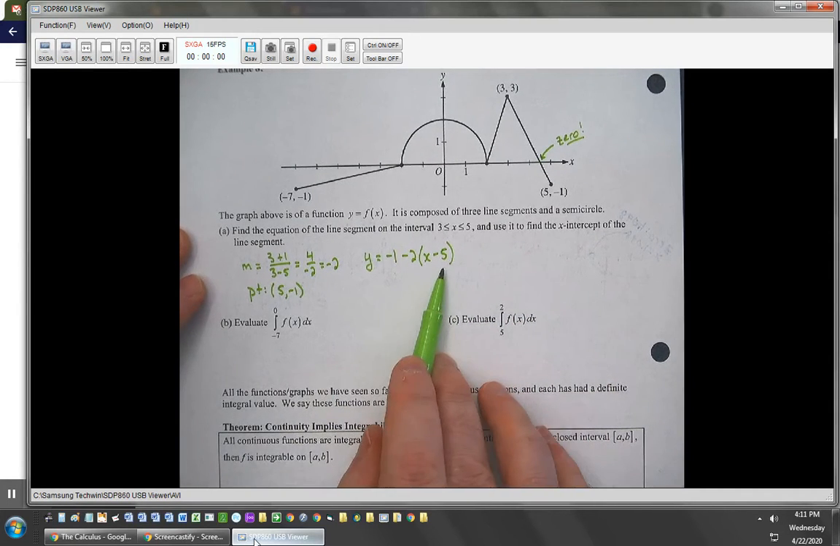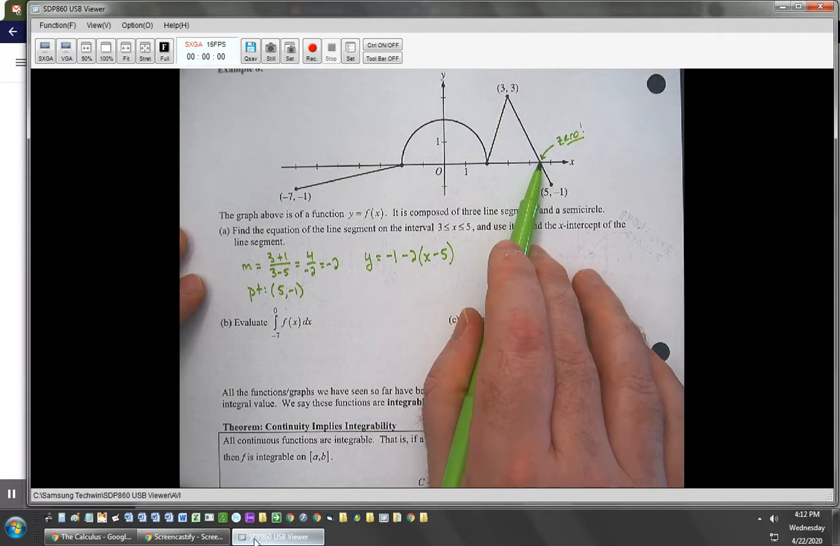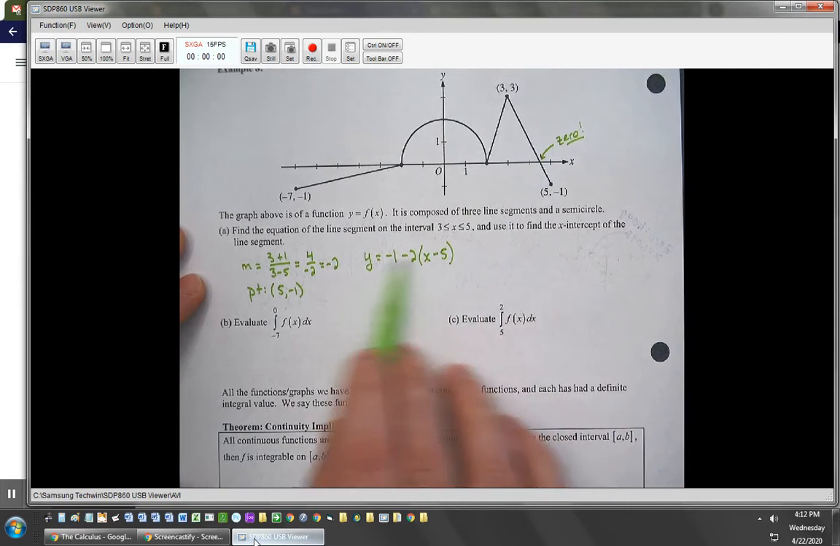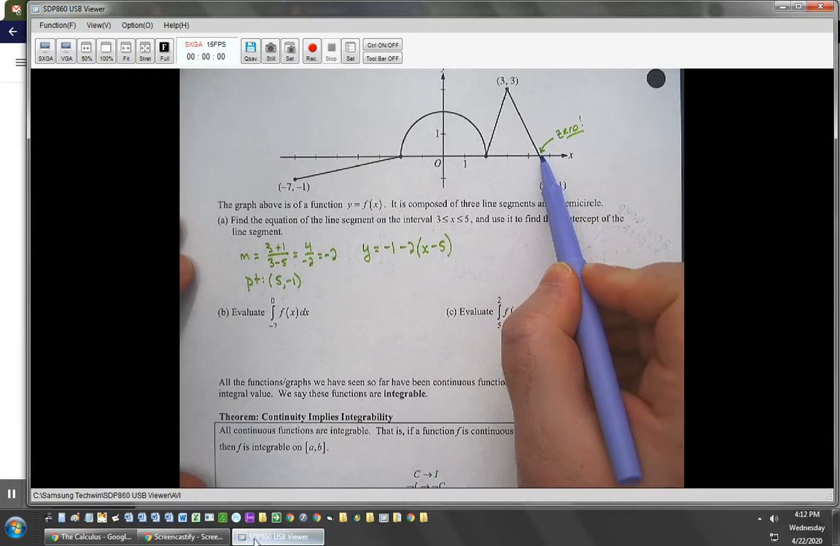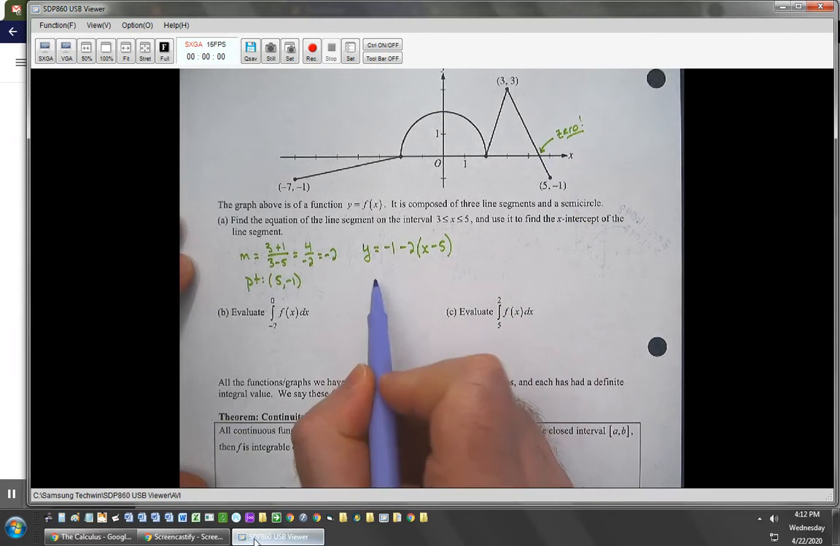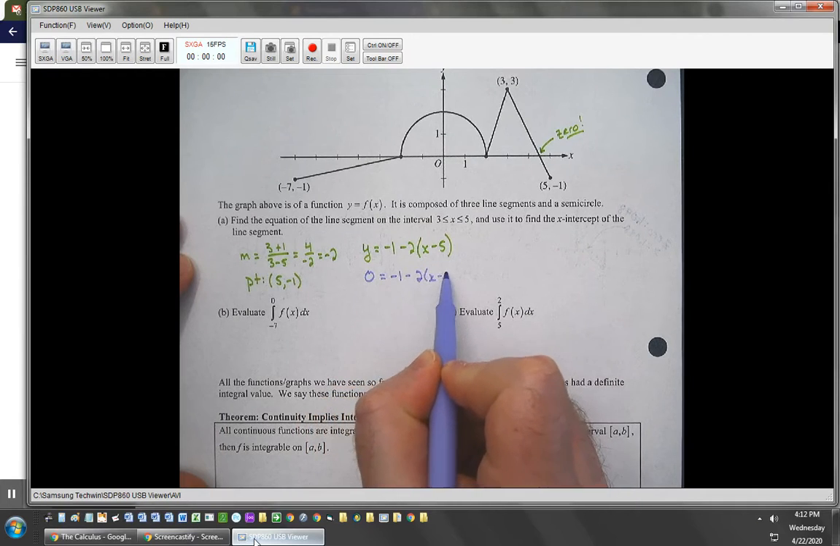Okay, so this is the equation for my curve, and I want to use that to figure out this 0 value. So in other words, what should I do with this equation if I want to find the 0? Well, think about it. If we want a y value of 0, I should make y 0. So 0 equals negative 1 minus 2 times x minus 5.